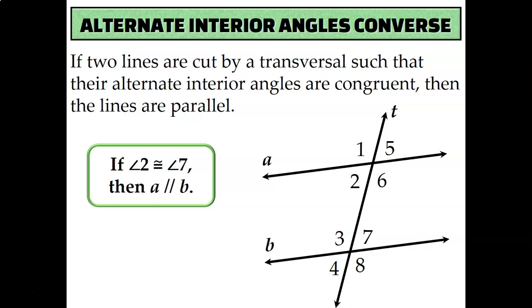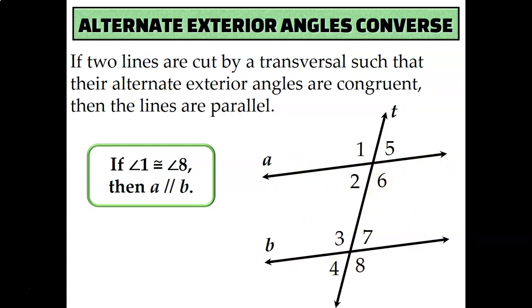Remember that alternate interior angles lie on opposite sides of the transversal, like how 2 is on the left and 7 is on the right, and they are in between the two lines that we are proving are parallel. So angle 2 and angle 7 would be alternate interior, and so would angle 3 and angle 6. So if you knew that either of those pairs of angles was congruent, then you would be able to conclude that A and B were parallel.